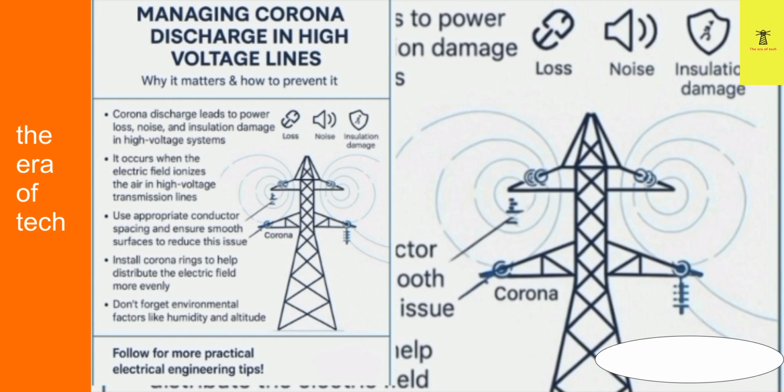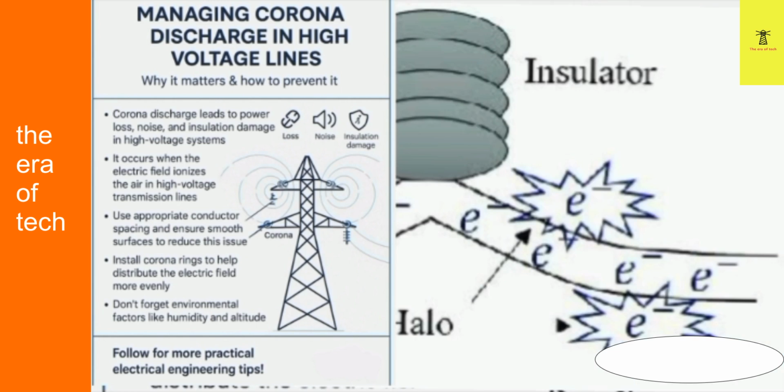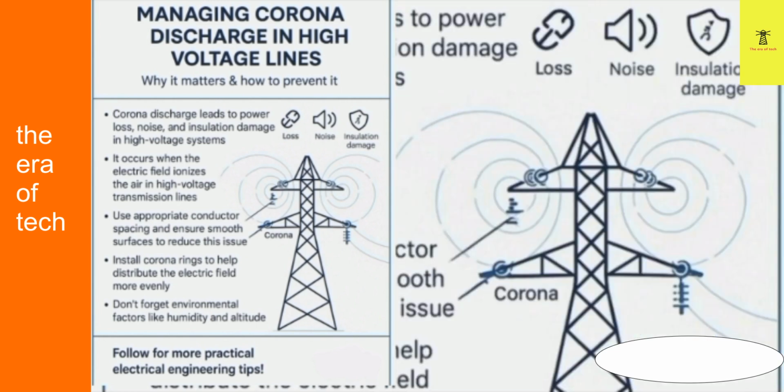So, as you have seen, corona is an electrical discharge around high voltage conductors. It happens when the electric field exceeds a critical level, and produces glow, sound, ozone, and losses. Engineers reduce it using bundled conductors, spacing, smooth surfaces, and corona rings.